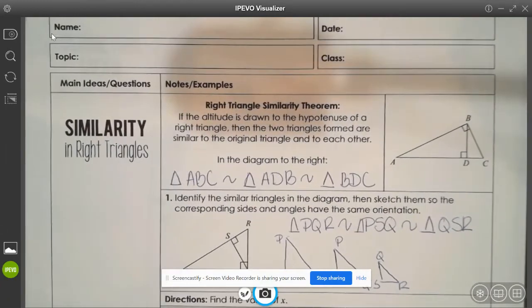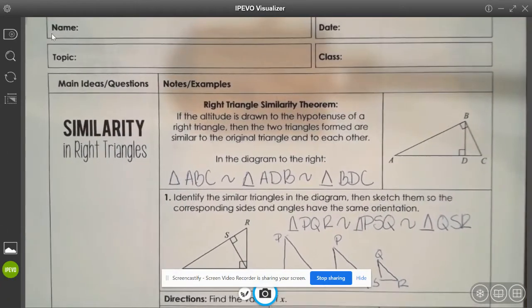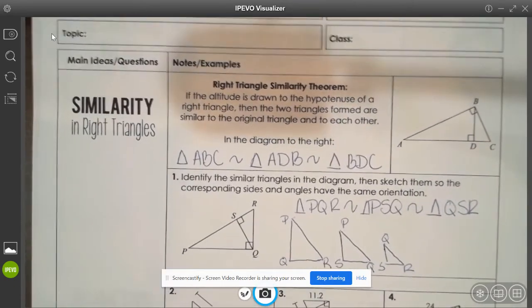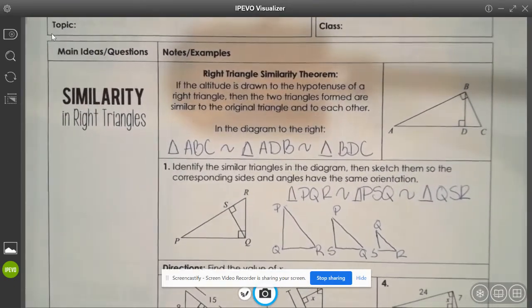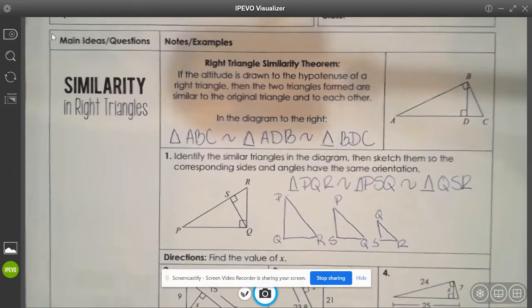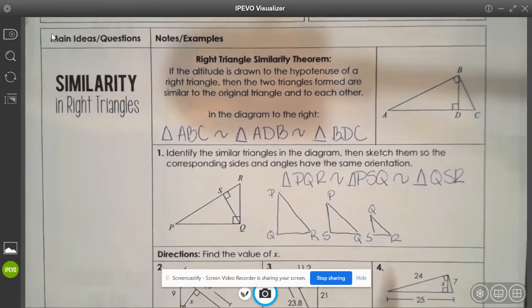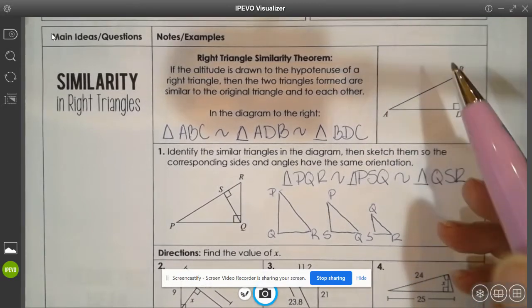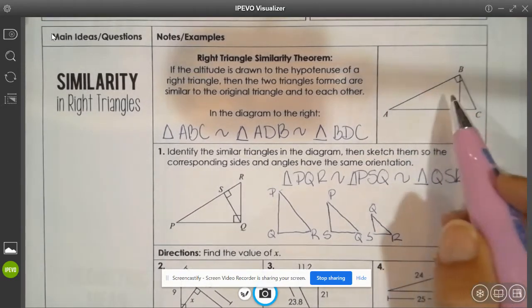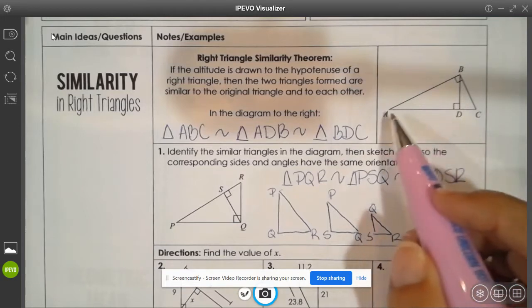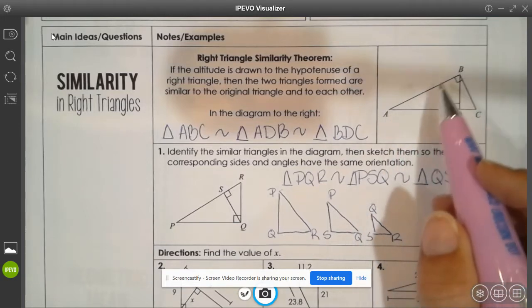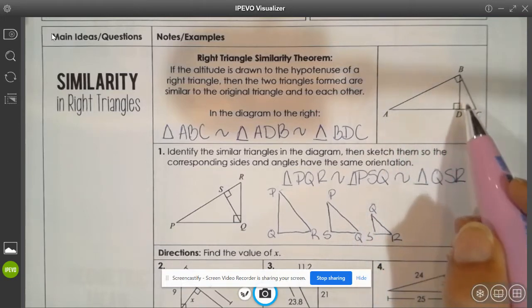All right, students. So this week we're going to talk about similarity in right triangles. So we're going to look into the geometric mean also. If you remember how to do proportions, this is a good way to remind you. We're going to be using proportions here a lot. So notice that there are three triangles. There's that big one, right? There's this one, the medium one, and there's a little one here.